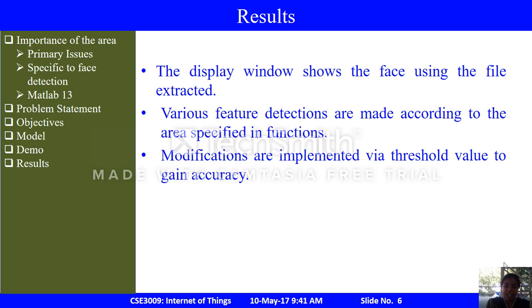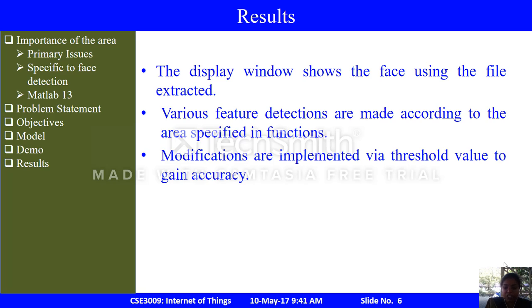Here in MATLAB we have a window called the display window, which shows the face using the file extracted. Various feature reductions are made according to the area specified in the functions. The specific area will be specified using a threshold value. For example, each and every part of the face will have its own threshold value. Eyes will have their own threshold value, the nose will have its own threshold value, and the mouth will have its own threshold value. Based on the threshold value, the specific part of the face will be detected.